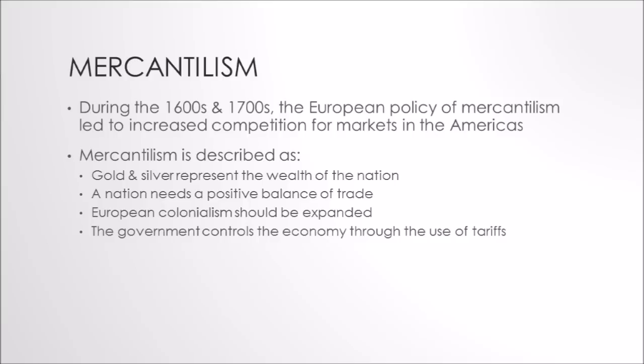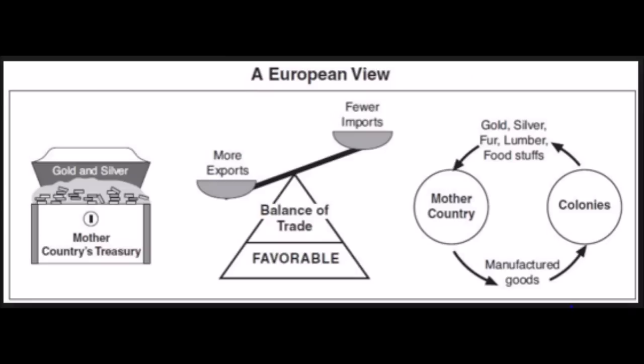Mercantilism. During the 1600s and 1700s, this policy led to increased competition for markets. It is described as gold and silver that represent the wealth of a nation. A nation needs a positive balance of trade. European colonialism should be expanded, and the government controls the economy through the use of tariffs. A tariff is a tax on imports.